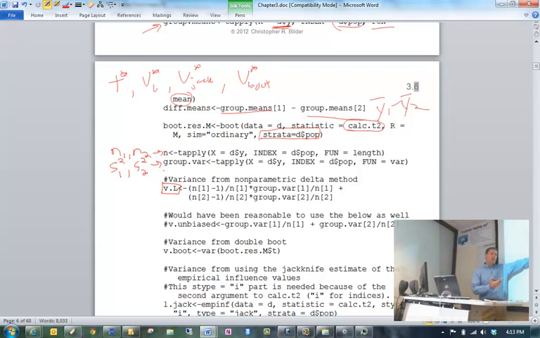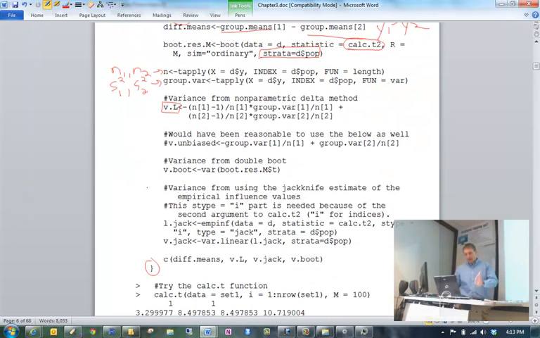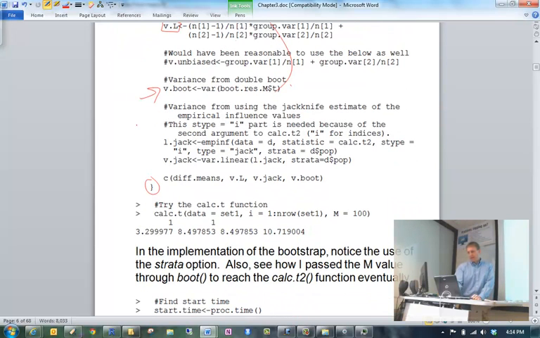I'm not going to go over how this formula is derived because we've already done that last week. So it's just writing the formula into the correct syntax. VBoot, just take the variance of the stuff that came from boot.res.m. And then I do the Jackknife.